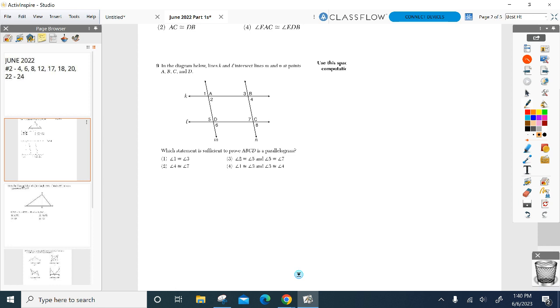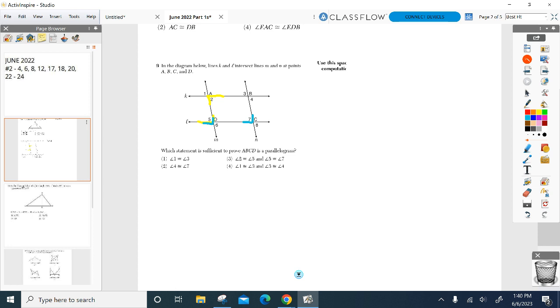Next, 4 congruent to 7. 4 and 7. What type of angles are those? More review. Alternate interior, which would make what lines parallel up there? L and K. Good. Is that good enough? No, still same issue I had with choice 1. Only one pair. All right, keep trucking. Let's go to number 3. What if I had 2 and 5 alternate interior with 5 and 7 corresponding?